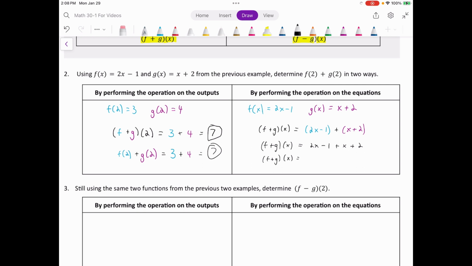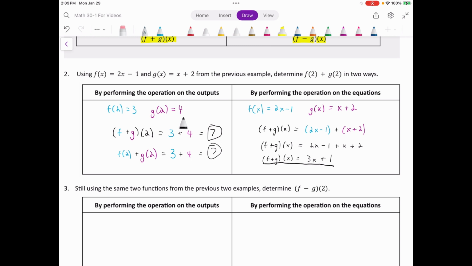So this means f plus g of x is 2x plus another x gives me 3x. And then negative 1 plus 2 gives me a positive 1. So f plus g of x is 3x plus 1, right? Now, this is a pretty powerful tool. Because yes, in this specific case, we want to know what f of 2 plus g of 2 is. So to be honest, this would probably make the most sense for what we would do, right? Work out f of 2, work out g of 2, and then add them, okay?